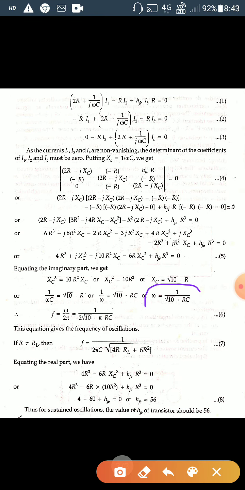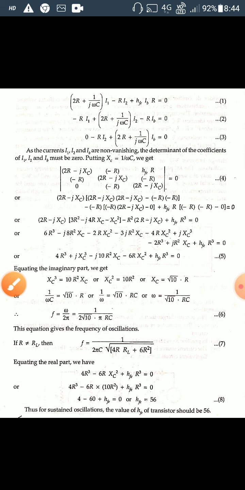So from 1 by omega c you can also calculate the value of omega, that is omega is equal to 1 by root 10 RC. Because omega is equal to 2 pi f, f is equal to omega by 2 pi. From there you can calculate the value of f. So the f equation will be 1 by 2 pi root 10 RC. This is the frequency generated by the phase shift oscillator if each resistance is treated as R and each capacitance as C.